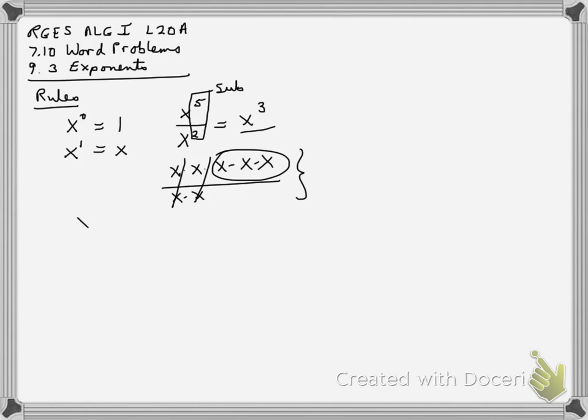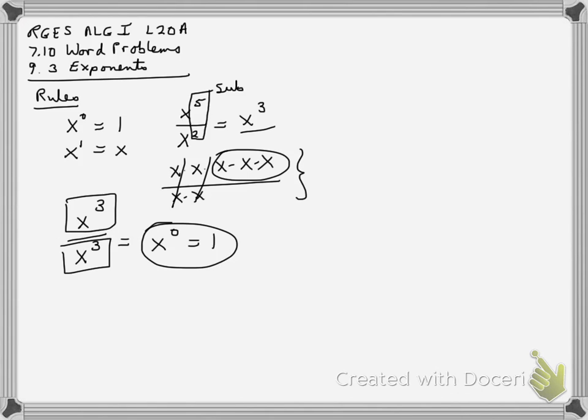Now, what if I had x to the 3rd over x to the 3rd? Well, if I subtract exponents there, I'm going to get x to the 0, 3 minus 3. But anything over itself, like 5 over 5 is 1, x to the 3rd over x to the 3rd is 1. So that's why, see, we're building up a system of consistency, and that's why x to the 0 equals 1. So hopefully that's clear to you.